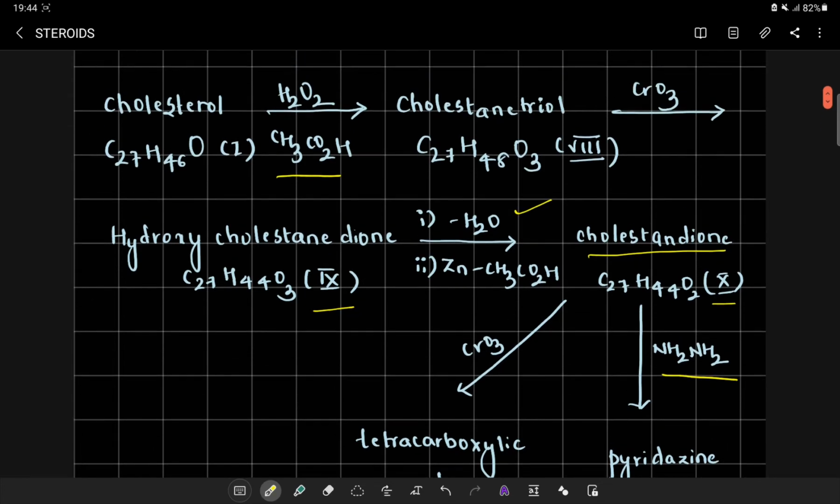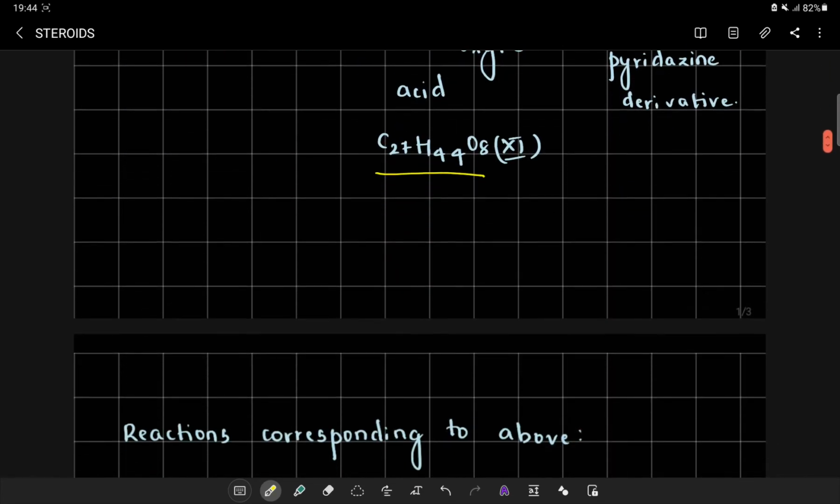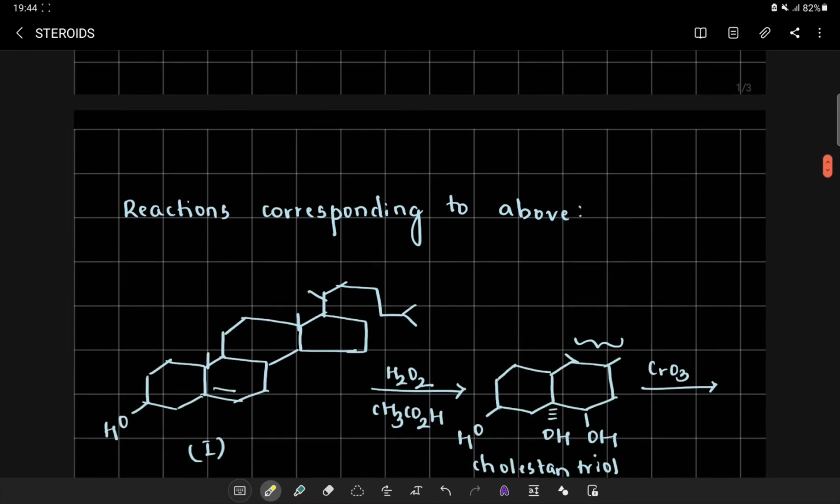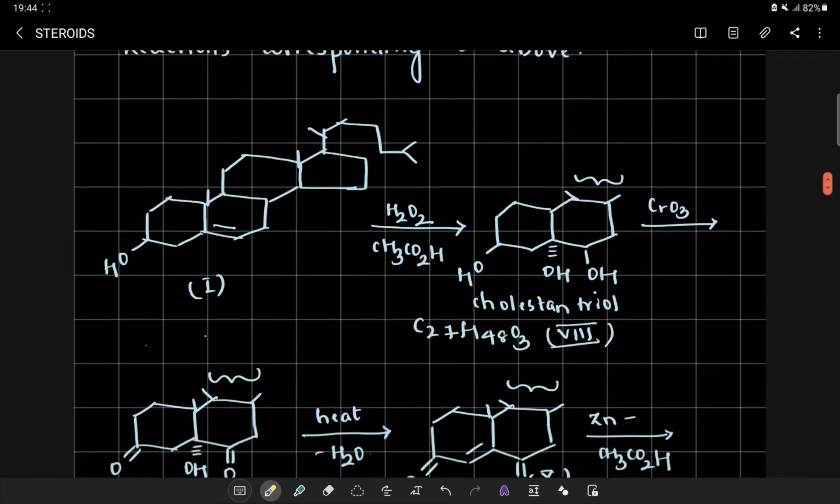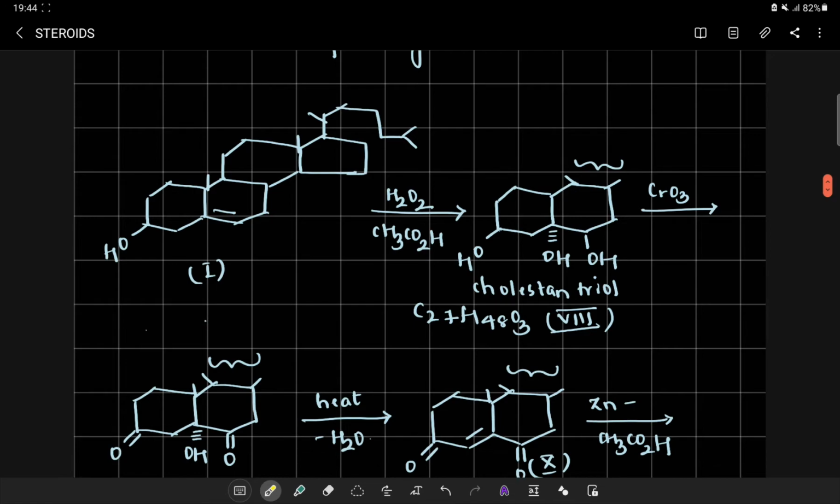Now for this set of reactions that I have discussed, we will look at the reactions corresponding to the above conversions. So compound number 1, cholesterol, reacts with hydrogen peroxide in the presence of acetic acid to give cholestane triol. That means the double bond present here gets converted to an OH-OH system. Hence, the compound we get is called cholestane triol.